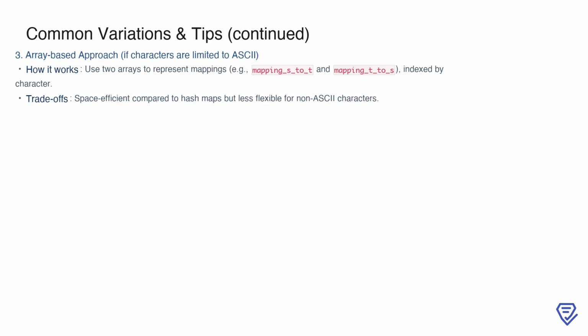The main advantage of this method is that it is more space efficient compared to hash maps, as it avoids the overhead of maintaining dictionary structures. However, this approach is less flexible, as it assumes a limited character set and cannot be extended to support non-ASCII characters without significant modifications. As with any solution, it's important to weigh the trade-offs and choose the method best suited to the problem's constraints and requirements.